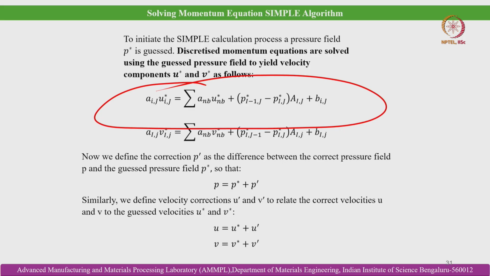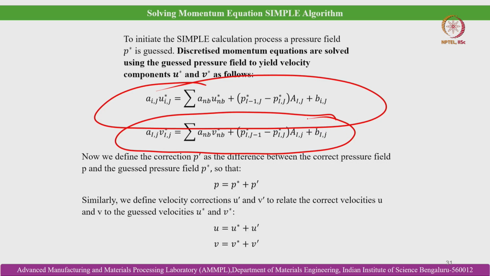We have also discussed the grid, so I am not repeating it over here, which is equal to summation of A_nb U_nb* plus (P*_{I-1,J} minus P*_{I,J}) multiplied by A_ij plus B_Ij. And similarly for a_Ij multiplied by V*_Ij is equal to summation of A_nb V*_nb plus (P*_{I,J-1} minus P*_{I,J}) multiplied by A_ij plus B_Ij. So, these are the equations.